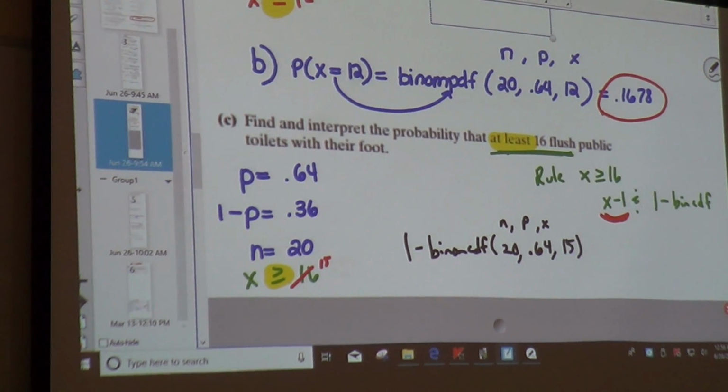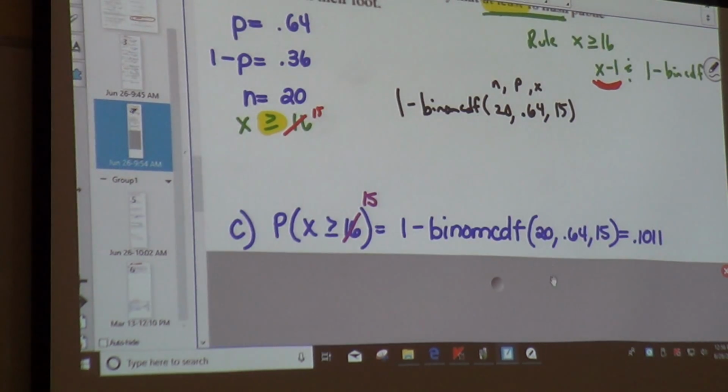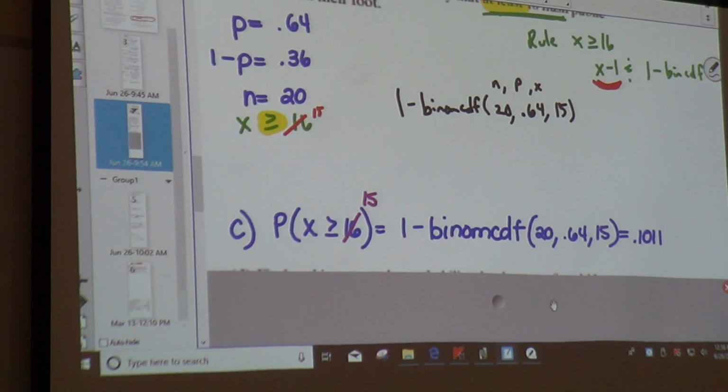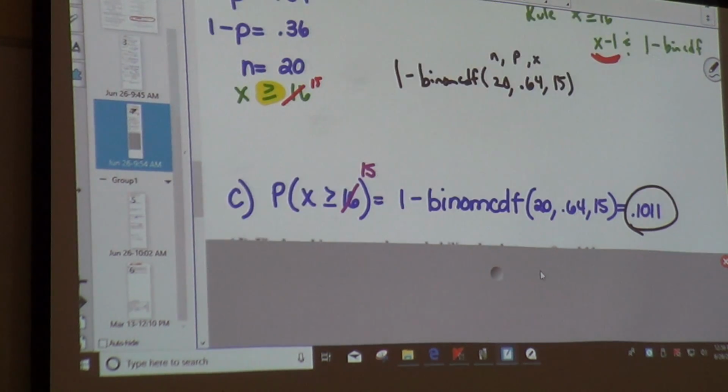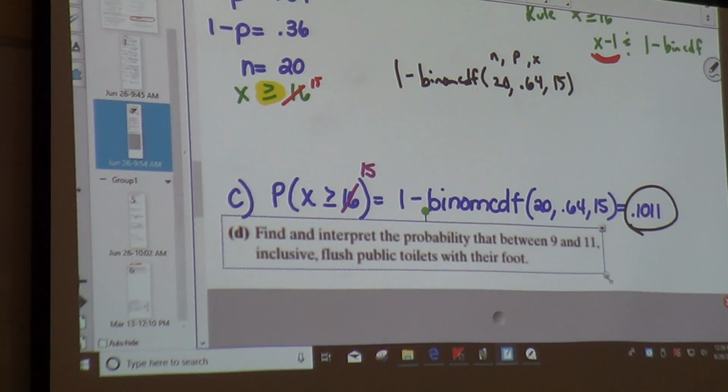When I go in my calculator, I'm going to do 1 minus the binomial CDF of 20, 0.64, 15. And when I type that in, that is what I should get. Again, knowing those rules, and now being able to read the problem and know what sign goes there. In my head, I've got to say, how much money do I have? All right, this one's a little bit tricky.